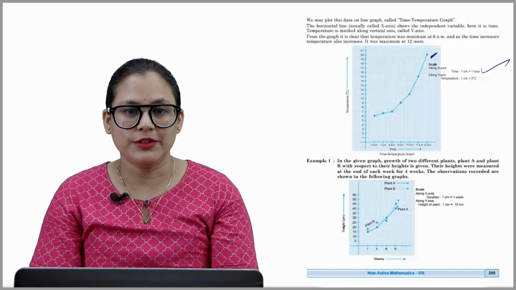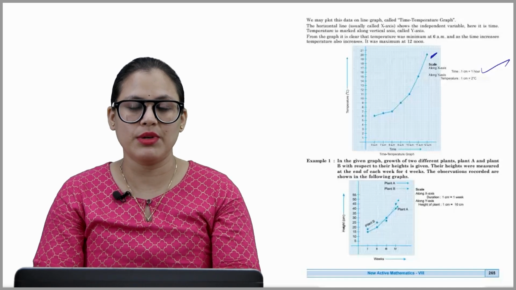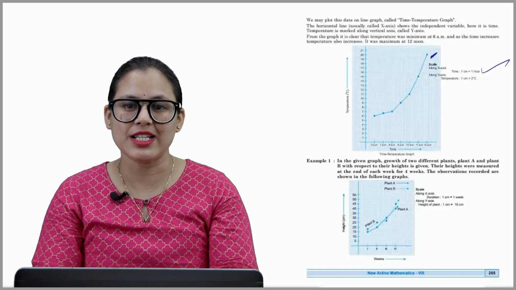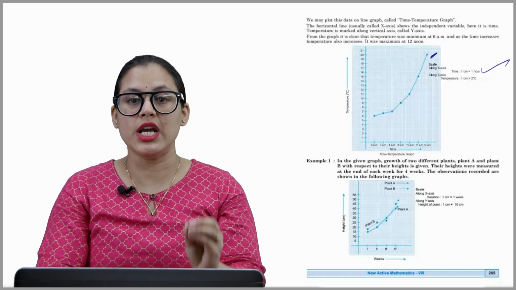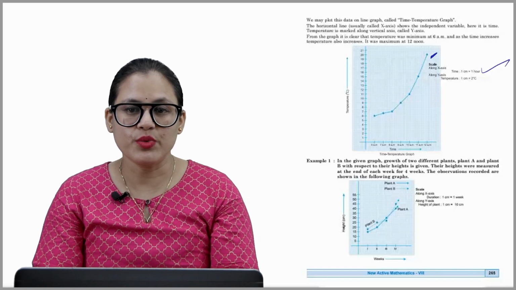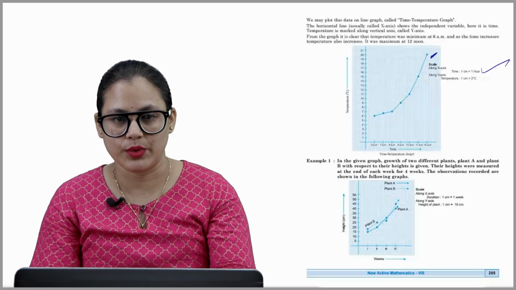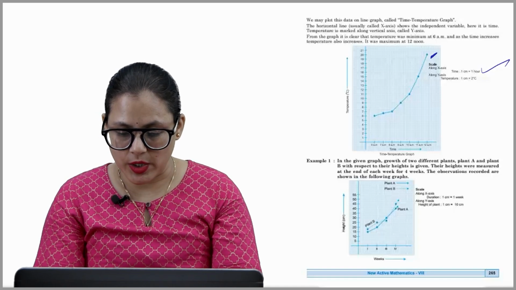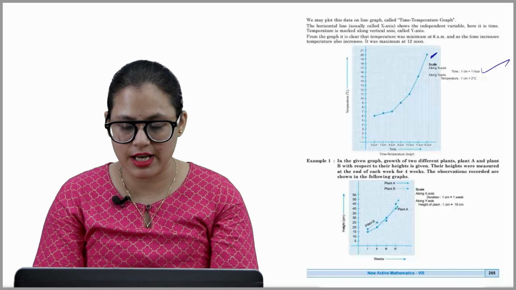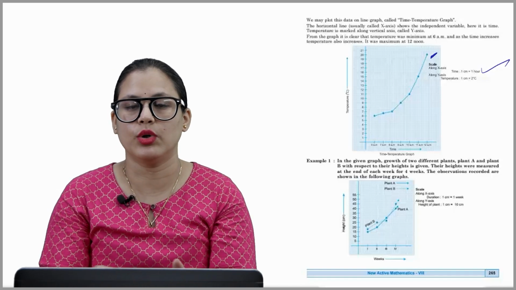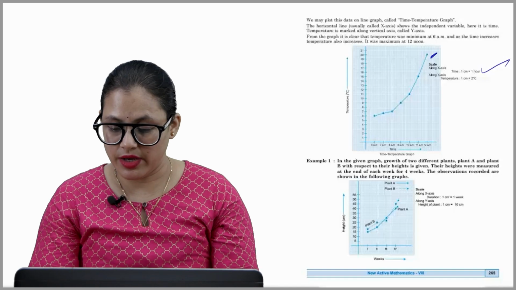In the given graph, growth of two different plants, plant A and plant B, with respect to their height is given. The heights were measured at the end of each week for 4 weeks. The observations recorded are shown in the following graphs. Okay, see, this solid line is plant A and dotted line is plant B, and their growth of 4 weeks is given, right?